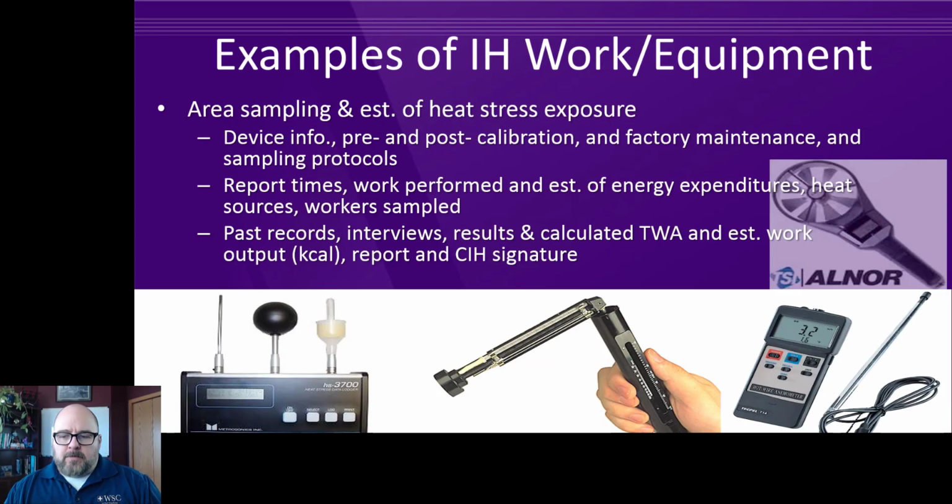This is for testing airflow and heat stress. On the bottom left, that's a heat stress monitor. It detects dry bulb, wet bulb, and globe temperature, which is radiant heat. The middle is a nunchuck. No, it's a sling psychrometer. You dampen the wick, swing it around for a certain amount of time, and then it tells you the wet bulb and dry bulb temperature, and you can determine the humidity based on that.